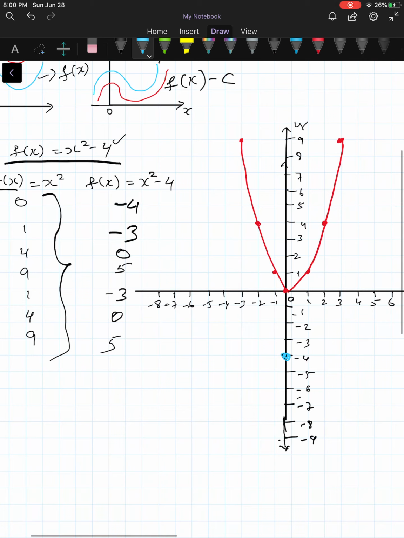Okay, so all the values I will shift 4 units below. The original point is here. So if I consider 4 units below, 1, 2, 3, 4, the next value will be here. Okay, then 1, 2, 3, 4, so another value is here. So 1, 2, 3, 4, this value is here, and 1, 2, 3, 4, it's here, 1, 2, 3, 4, it's here.